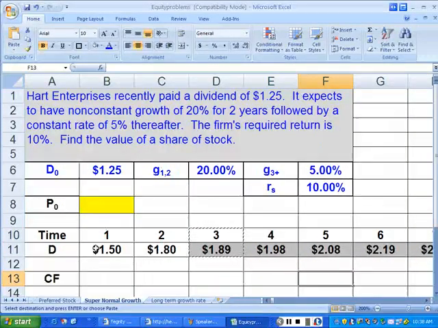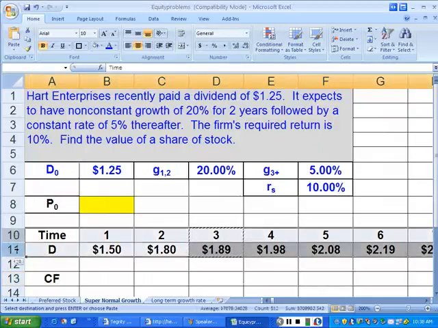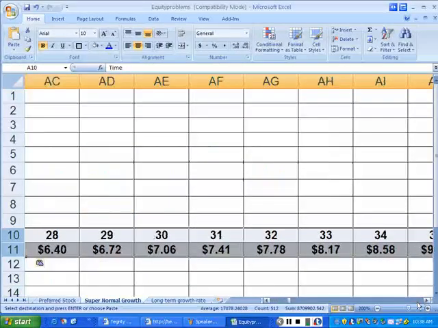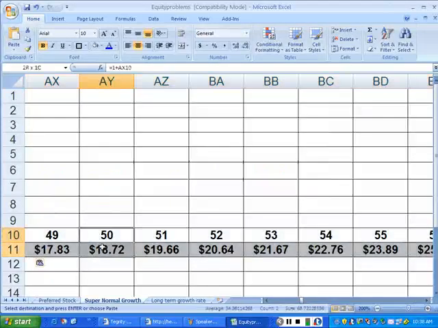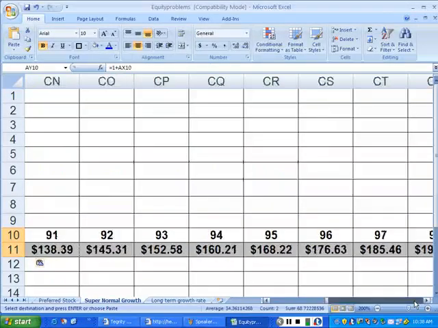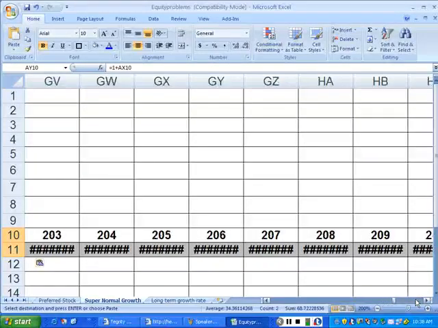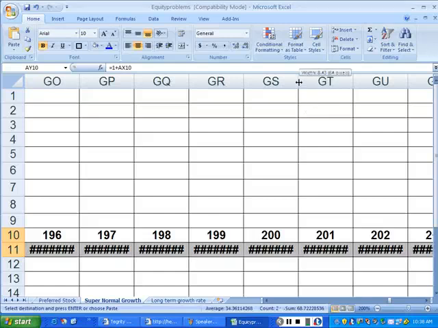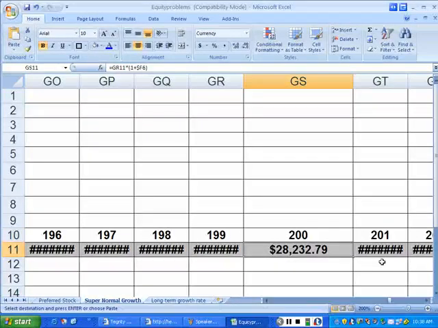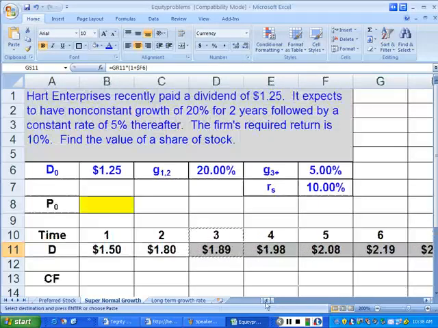Now, it is a big pattern, and it is problematic to simply have to go through this every time and say, well, how does it look out here at 50 years? How does it look out here at 100 years or 200 years or whatever it might be? We can get a representation of this. Okay, so we've got a $28,000 dividend in 200 years. It's a lot more work than we need to do. And are there shortcuts to get to this?